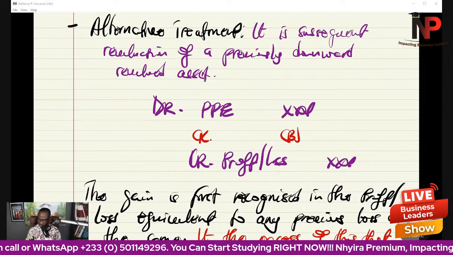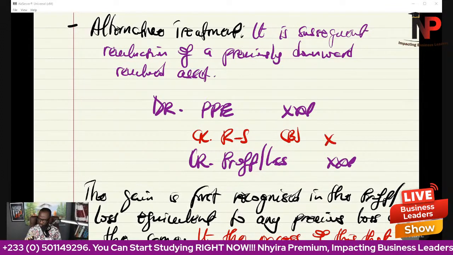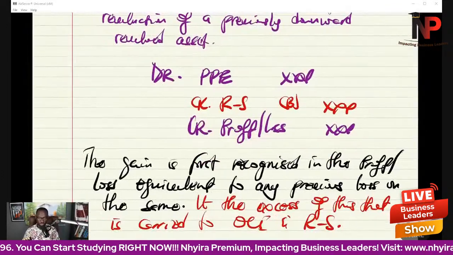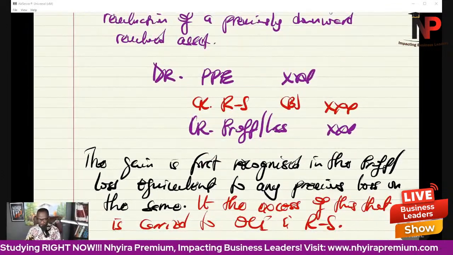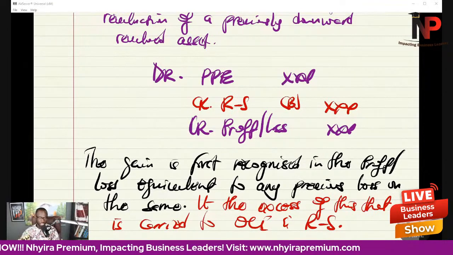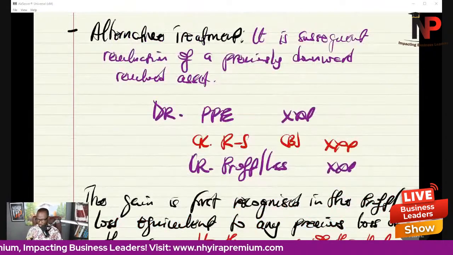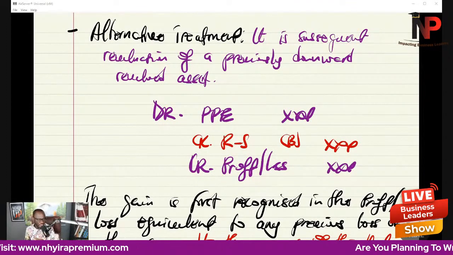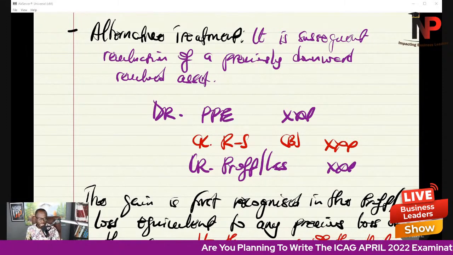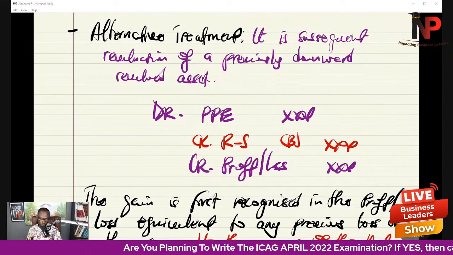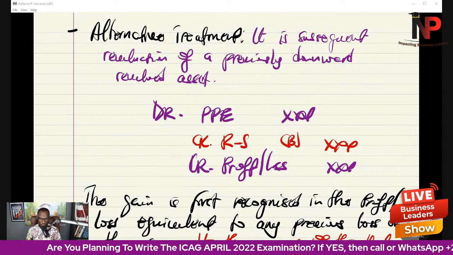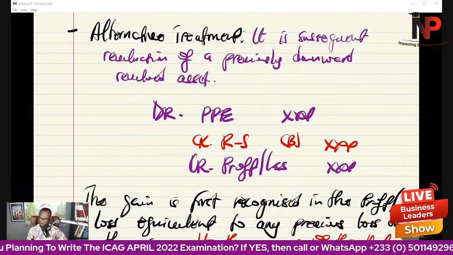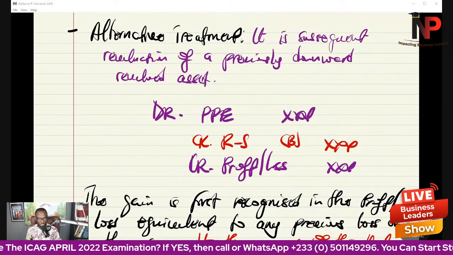Then the excess is what goes to the revaluation surplus. This should be the double entry instead. Sorry about that. The English is not wrong; it is the double entry that I made a mistake on. So we debit PPE, then you credit the P&L, then any excess is what will go to the OCI in that particular case.